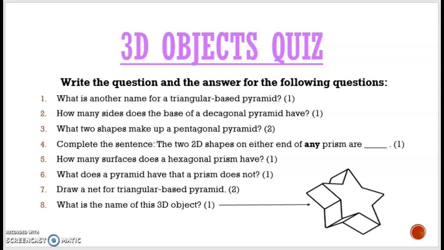Number 5, how many surfaces does a hexagonal prism have? Number 6, what does a pyramid have that a prism does not have? Number 7, draw a net for a triangular based pyramid. And number 8, what is the name of that 3D object over there? Pause the video, answer the questions.